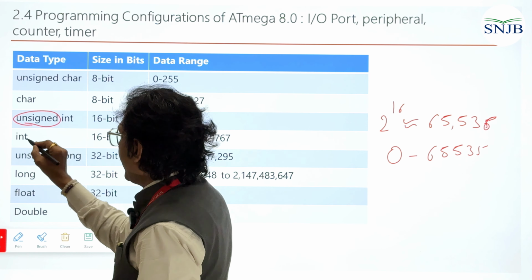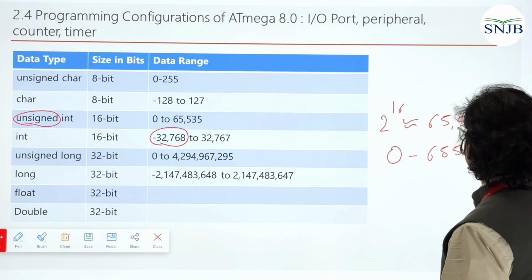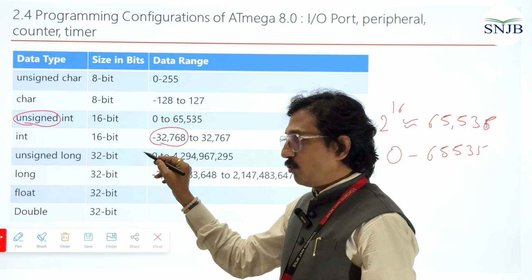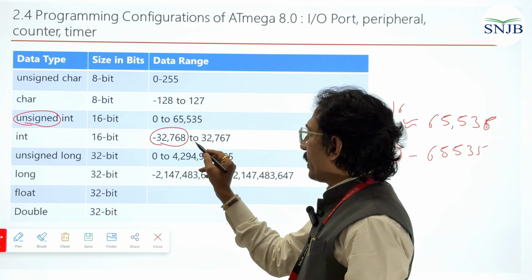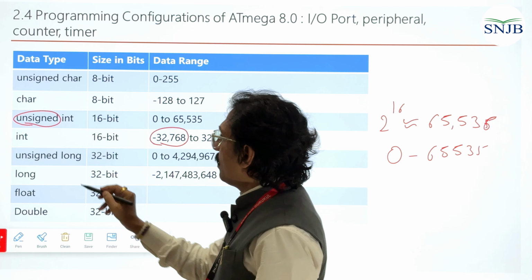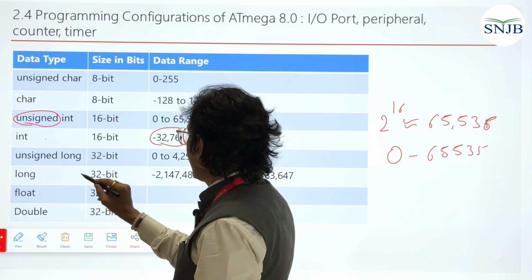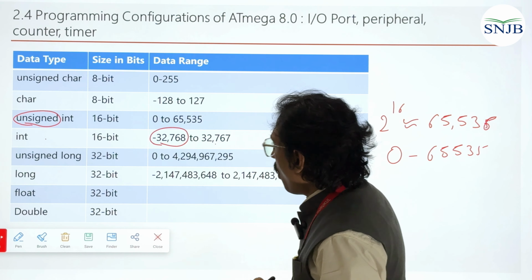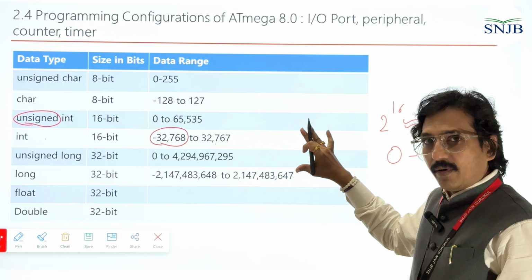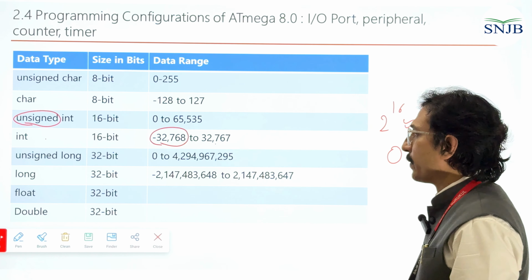Signed, if it is signed, means it is having negative values as well. So you have to simply divide this value by 2 and consider that value as the minus maximum value up to 0, and 0 to that value minus 1, that is 32,767. So this is the fourth cast. The fifth cast is long in nature. All these are not supporting any float or fractional values. These are whole numbers.